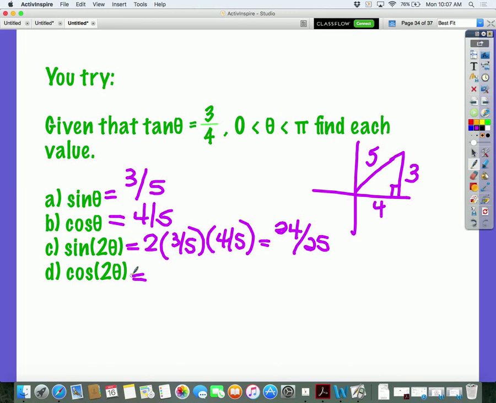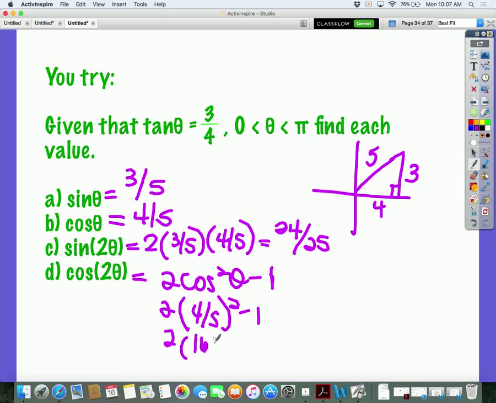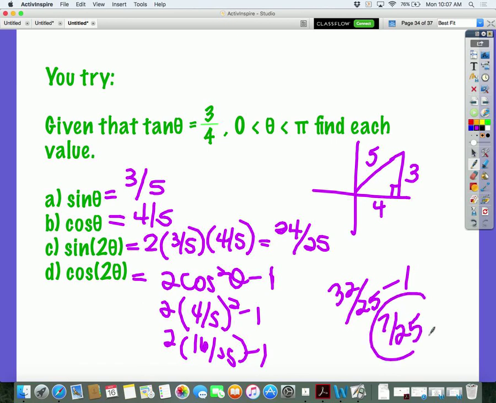Yeah. Okay, so since no one used the second one, I'm going to use the second one, 2 cosine squared theta minus 1. So then that is 2 times 4/5 squared minus 1. 2 times 16/25 minus 1. That is 32 over 25 minus 1, which is 25, so 7 over 25. You guys got that? You used the first one, last one? Awesome. Questions?